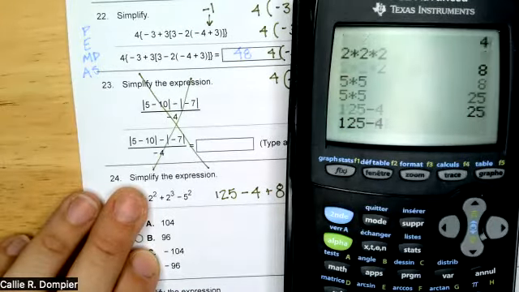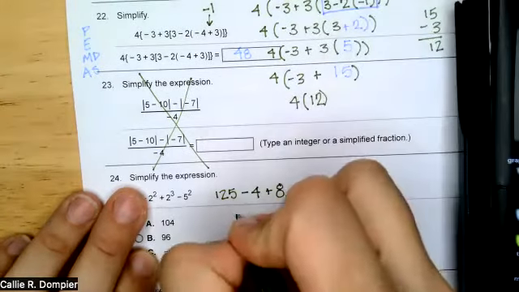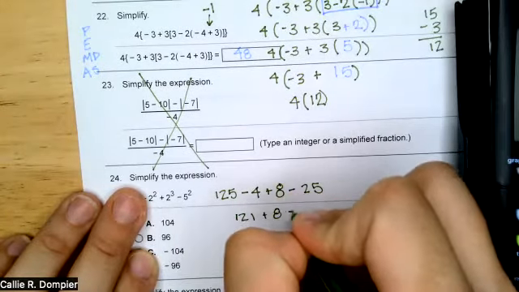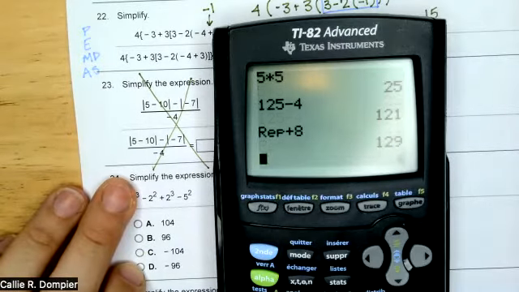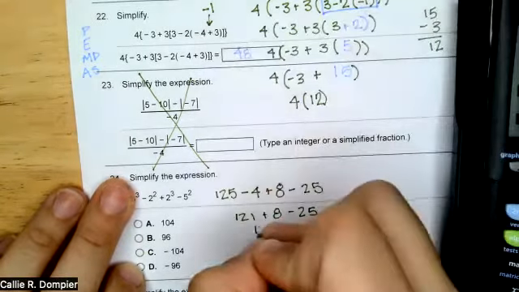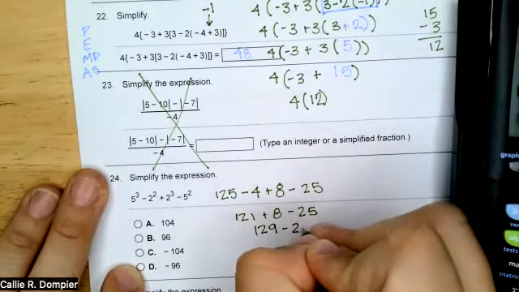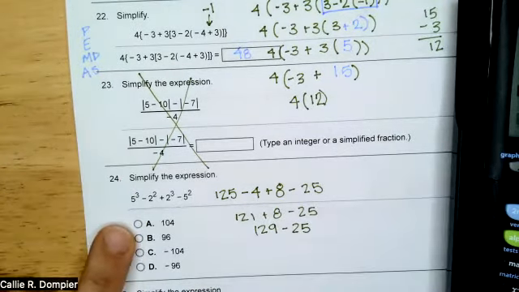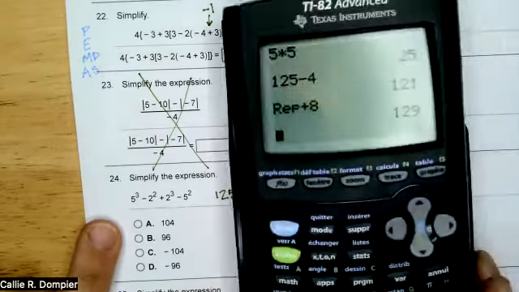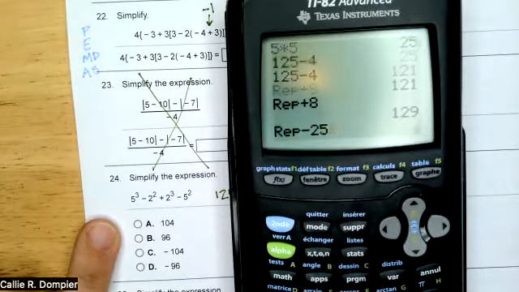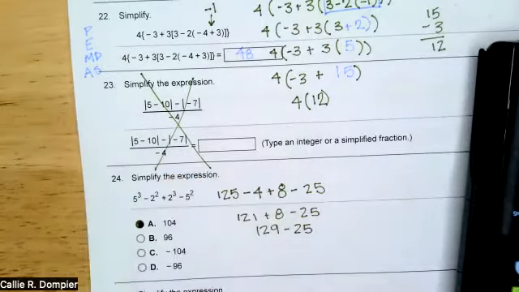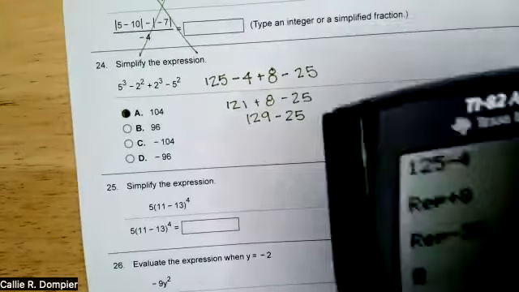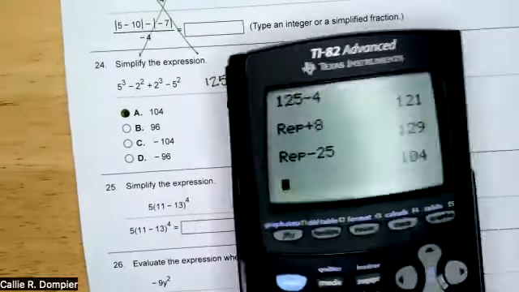125 minus 4 is 121. Plus 8 minus 25. 129 minus 25 looks like it's close to 104, right? And remember, it's all multiple choice. I know this one's not multiple choice, but that's just to make sure you feel super prepared.